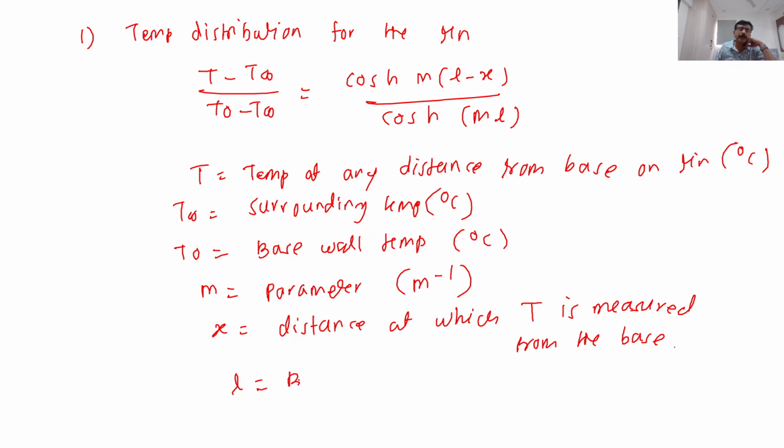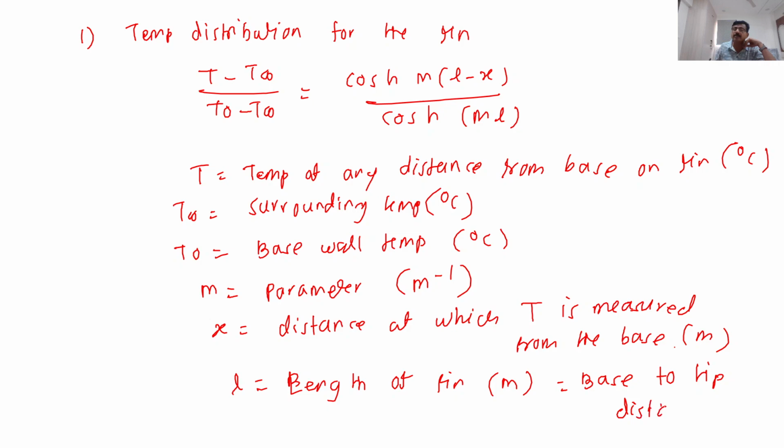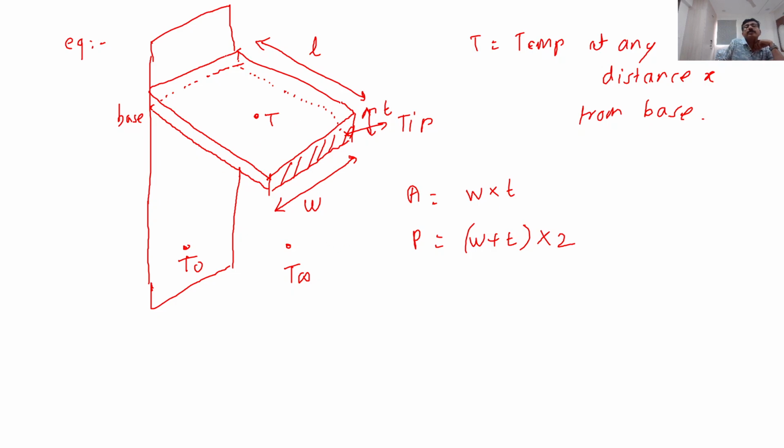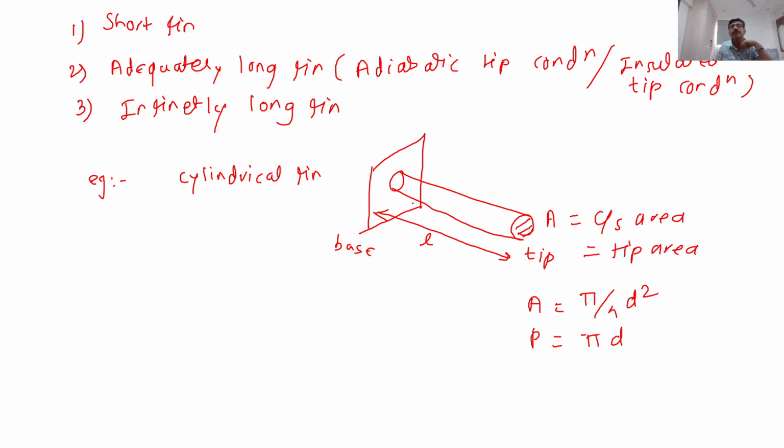L is nothing but the length of the fin, and it is in meter. It is also called the base to tip distance. Look here. This is the base and this is the tip. So the base to tip distance is called the length of the fin. In a similar fashion, this is the base and this is the tip, so this is the length of the fin.